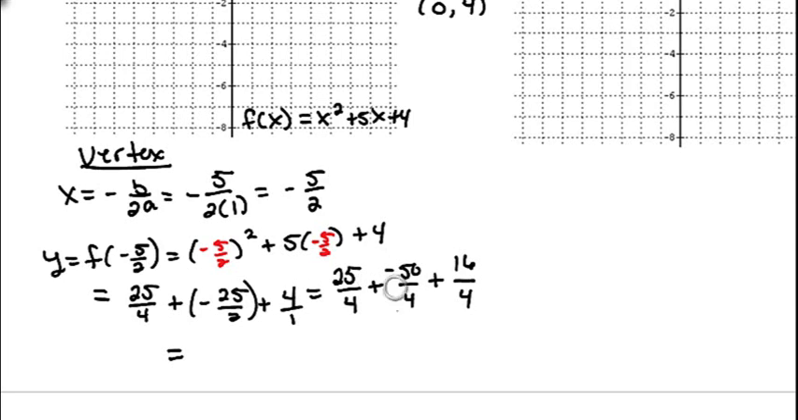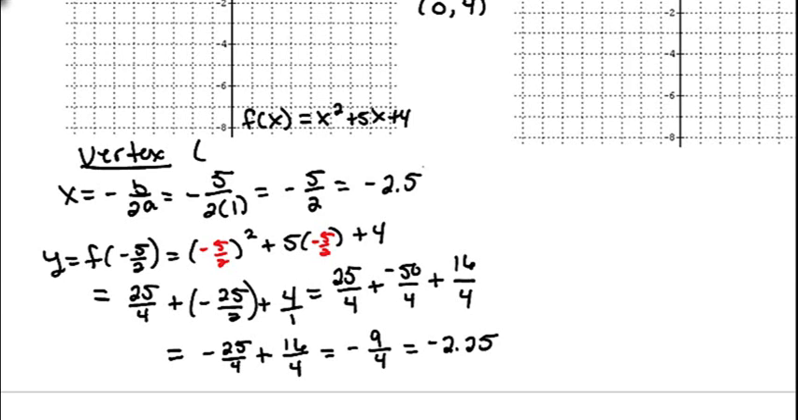So 25/4 minus 50/4 is negative 25/4 plus 16/4, and that gives us negative 9/4. And so that's negative 2.25. So this vertex is at the point, and I'll write this as a decimal as well, so that would be negative 2.5 and negative 2.25.